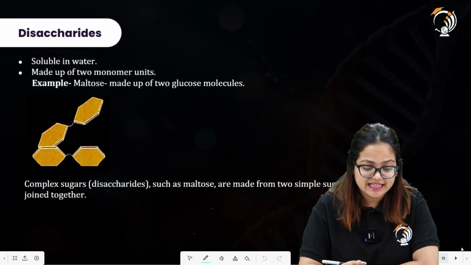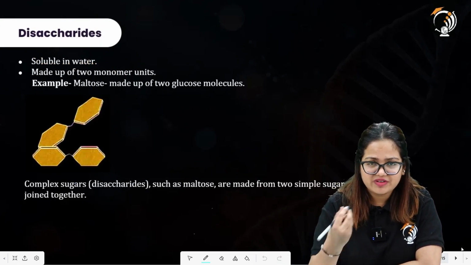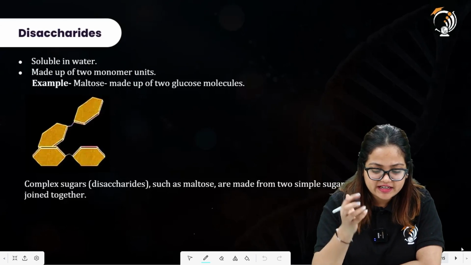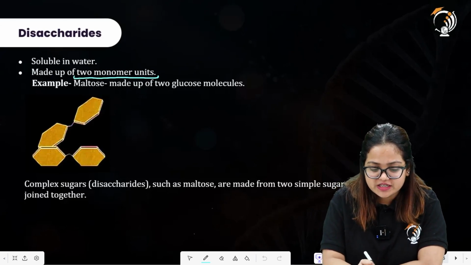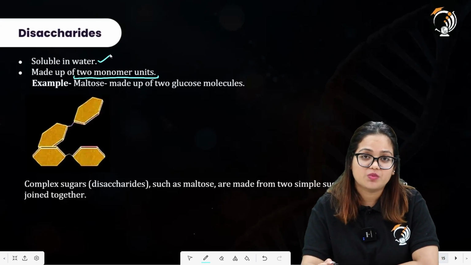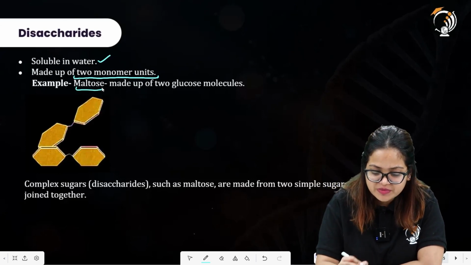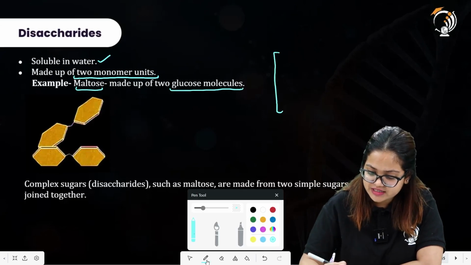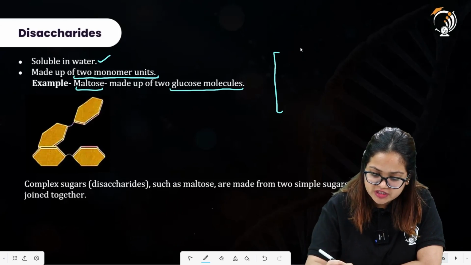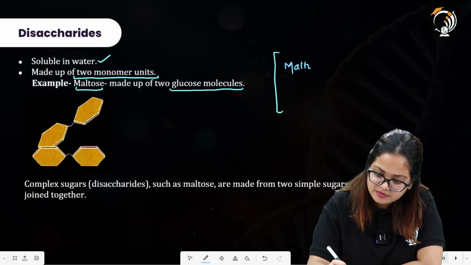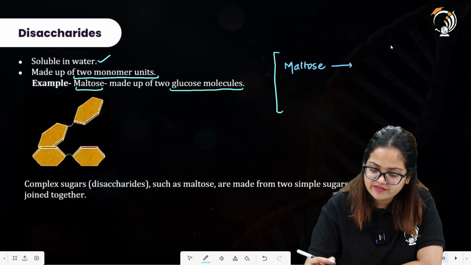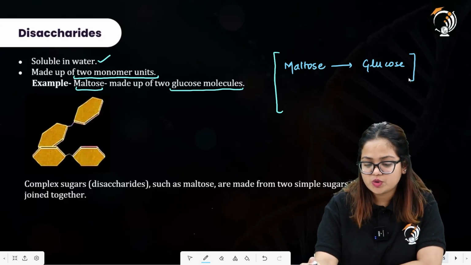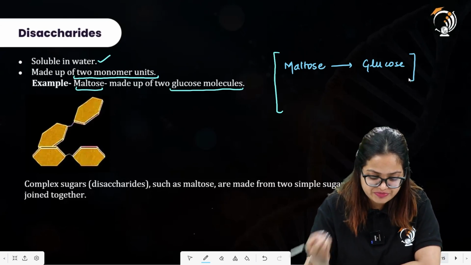What are the disaccharides? Since we had talked about the monosaccharides, disaccharides are those kinds of carbohydrates that are made up of two monomer units. They are also soluble in water. Examples are maltose, made up of two glucose molecules. This is the term that you need to remember for your examinations: maltose has the monomers of glucose. So two glucose molecules make up one maltose.